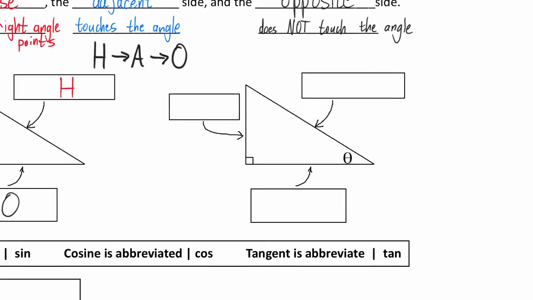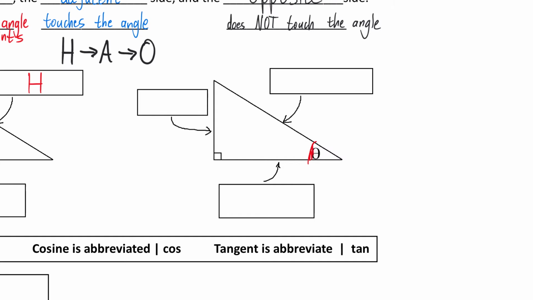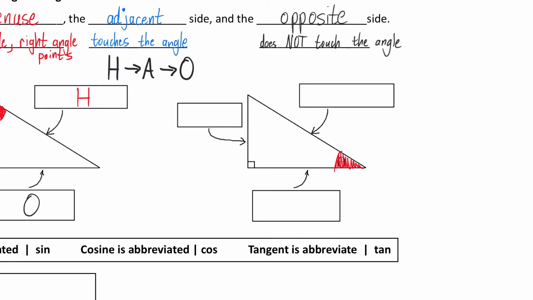All right, on this one here, this is the angle we're talking about. Which one is the hypotenuse here? Yeah, the longest one. It's the same one as the other one. That doesn't change. Which one is the adjacent on this one? The bottom one, because now this side is touching the angle. So that makes this one up here the opposite, and this side does not touch this angle at all.